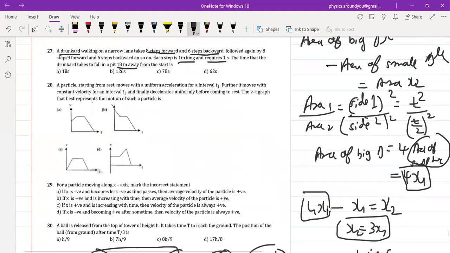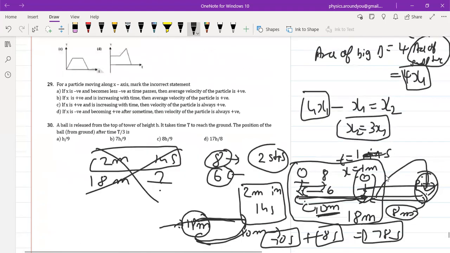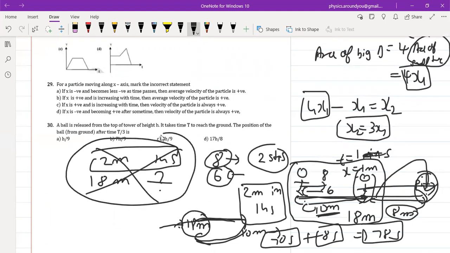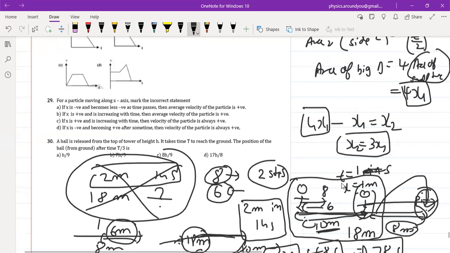So that would be the drunkard question, the 27th one. A good one, because many of them would fall, not only a drunkard, even the students would fall into the pit of this unitary method. 2 meters, 14 seconds, 18 meters, how much? You can't apply this logic because this is applicable only if you are considering 8 forward and 6 backward. This 6 backward will be missing for him because from the pit, he definitely can't travel 6 backward. So be careful about that.